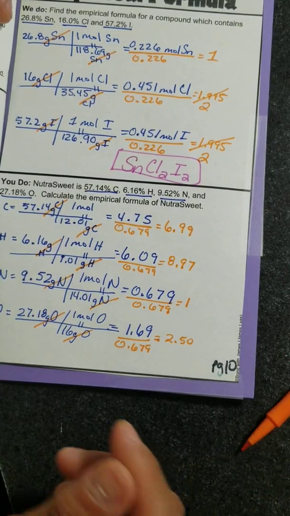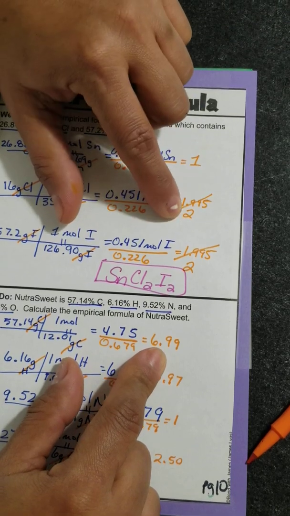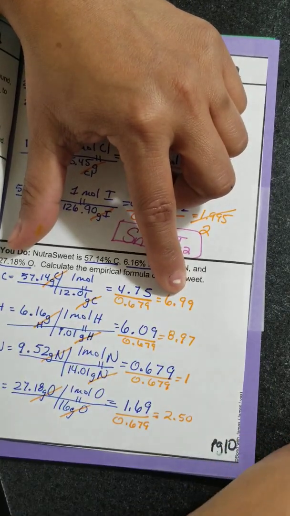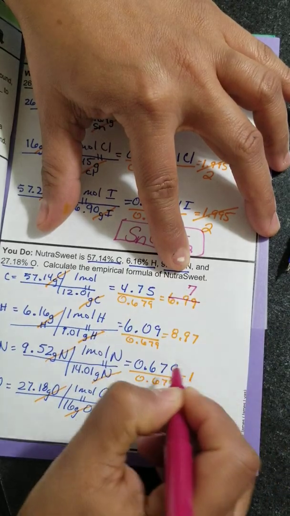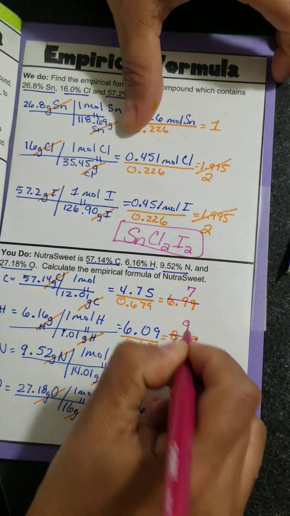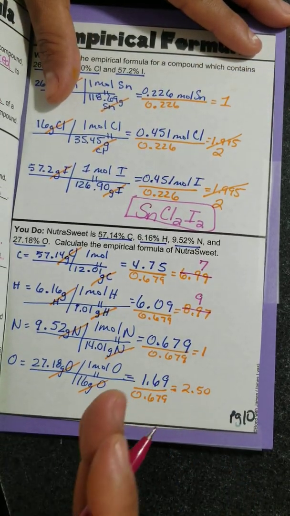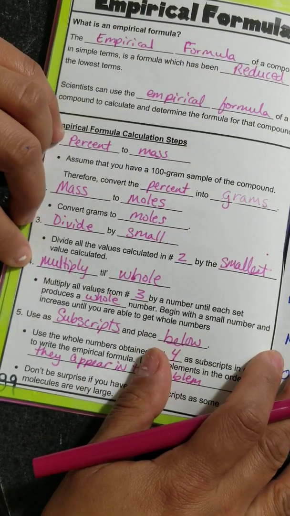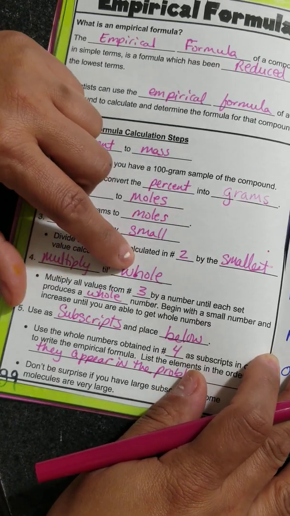There's a problem. Do you see how 1.995 we rounded to 2? Well, 6.99 can pretty much get rounded to 7. And 8.97 is so close we can round that to 9. But I cannot round 2.5. 2.5 is in the middle. So when we have a problem here, let's go to step number 4. We need to multiply till it's a whole number.